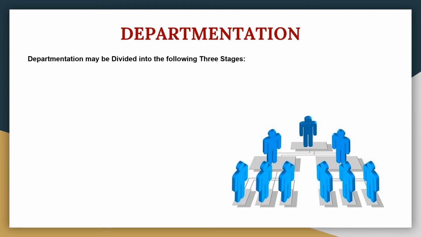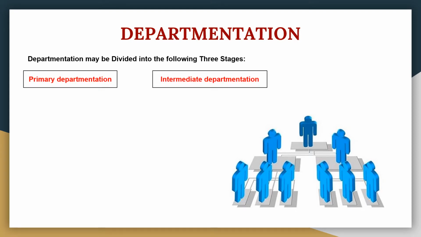Departmentation may be divided into three stages, which are primary departmentation, intermediate departmentation, and ultimate departmentation. First, let us understand what departmentation is. It is the grouping of organizational activities into jobs. Therefore, combining jobs into effective work groups and coordinating these groups is departmentation. The three departmentations shown are primary, intermediate, and ultimate departmentation.